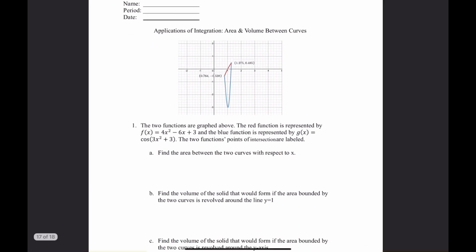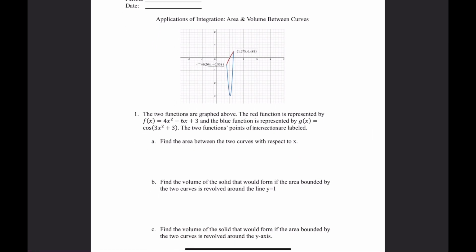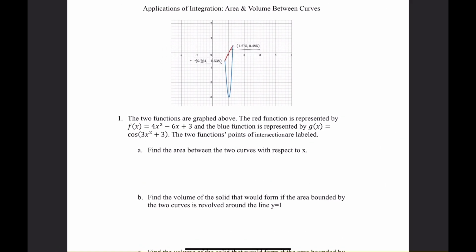So these are the points of intersection, right? Okay. And then it says find the area between the two curves with respect to x. Okay, so integrals are used to find the area between two curves. So first we need to identify which one is the above function. So we can see that the red function is above all the y values of the blue function within this interval, right? The interval of intersection.